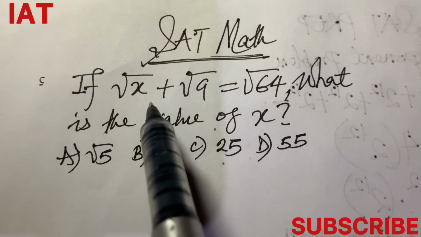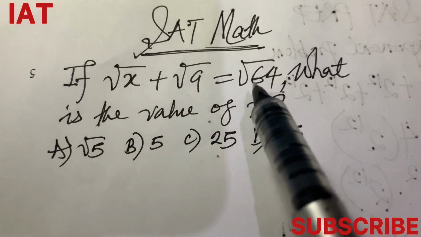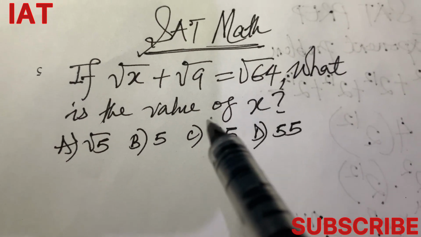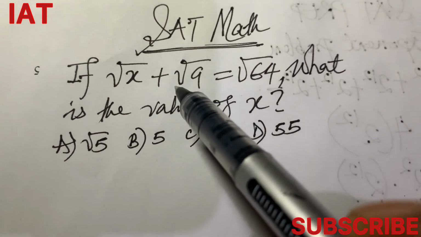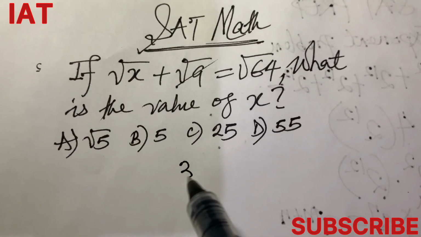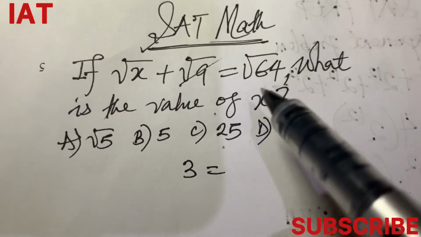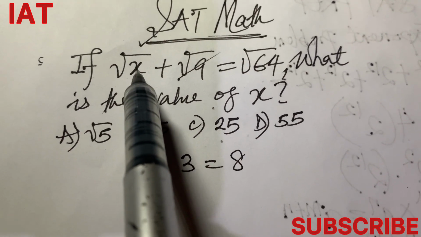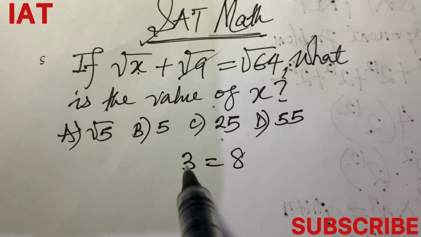This SAT math problem shouldn't take you up to 5 seconds. If the square root of x plus the square root of 9 is equal to the square root of 64, what is the value of x? So this is quite very simple. We know that the square root of 9 is just 3, and also the square root of 64 is 8. So then what is that value that you just plug in here so that when you add it with 3, it will give you 8?